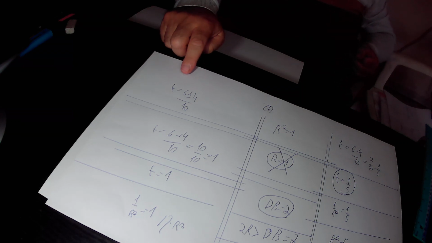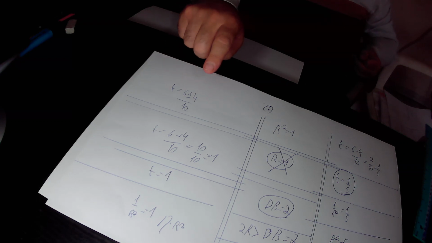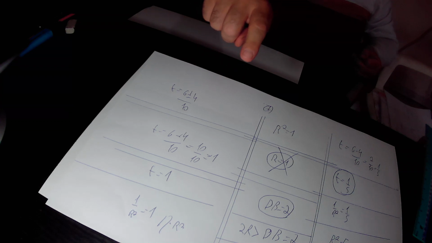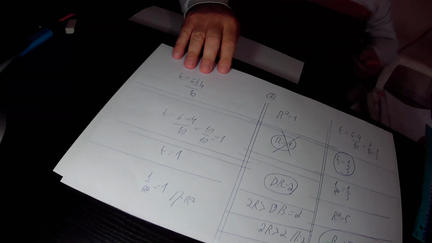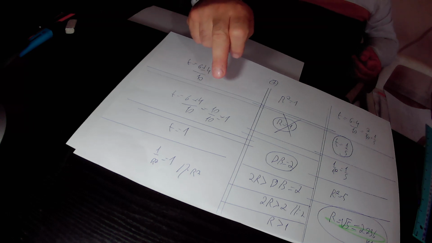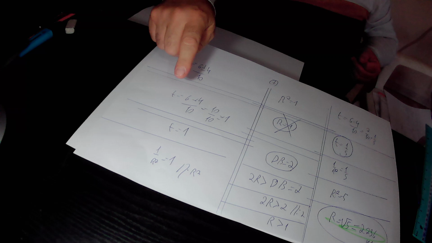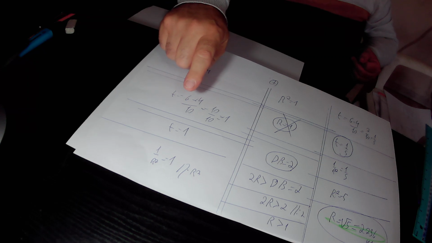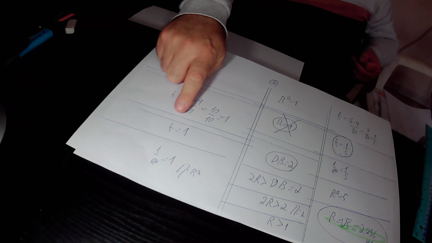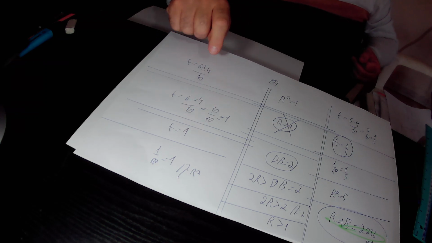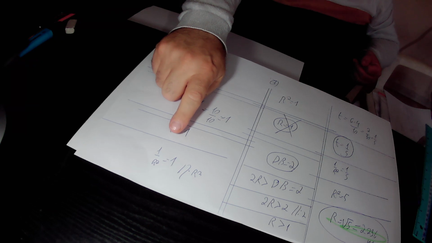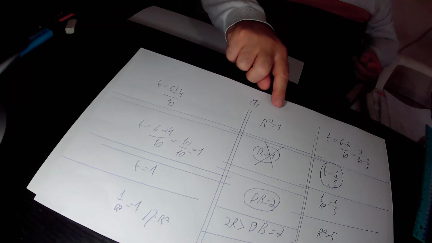So here we have two possible solutions for t. The first solution is that t equals 6 plus 4 over 10. 6 plus 4 is 10, and 10 over 10 is 1. So according to the first solution, t equals 1. But according to our definition, t equals 1 over r squared, so we can substitute t by 1 over r squared. We found that 1 over r squared equals 1. Here we multiply this equation by r squared, and finally find that r squared equals 1.